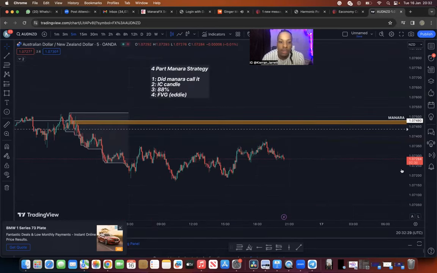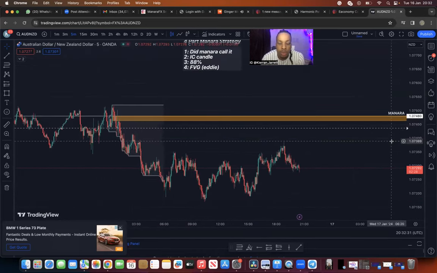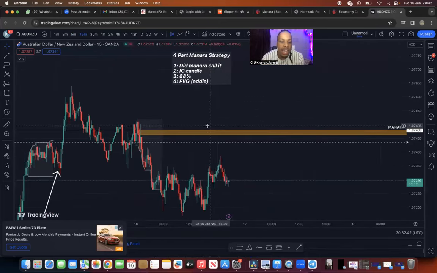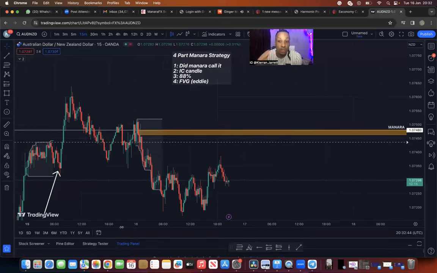Which is step one. Did Manara call it? Okay, step two. Did Manara call it? Is there an institutional candle? Yes. We have to go down a time frame to find it, but yes. Okay. Now, okay, question number three. Is there an 80%? In other words, is the Manara entry close to a bank major sell or buy area?